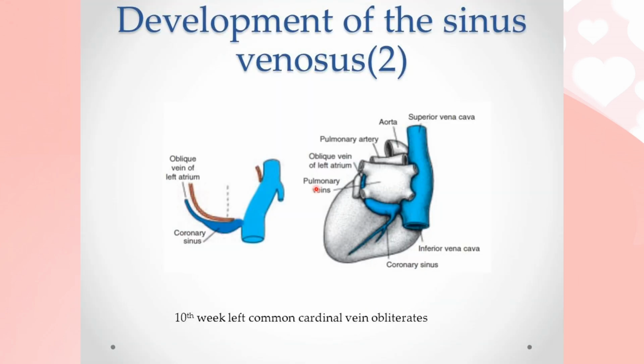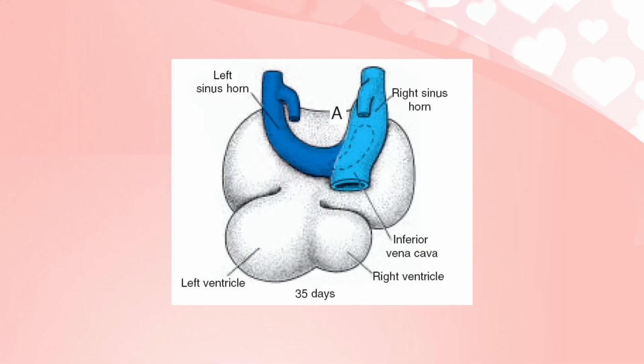So in this diagram, again the same diagram, you can see the shift of the sinoatrial junction to the right side, and this is the inferior vena cava, this is the superior vena cava, and this is the left sinus horn.